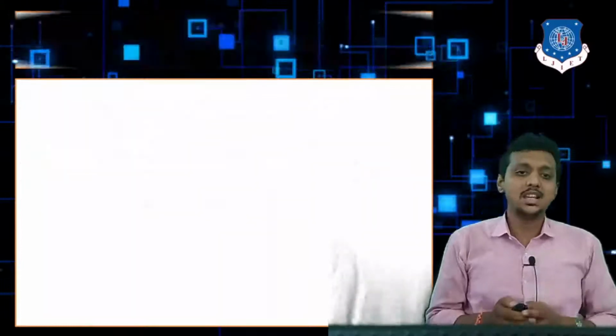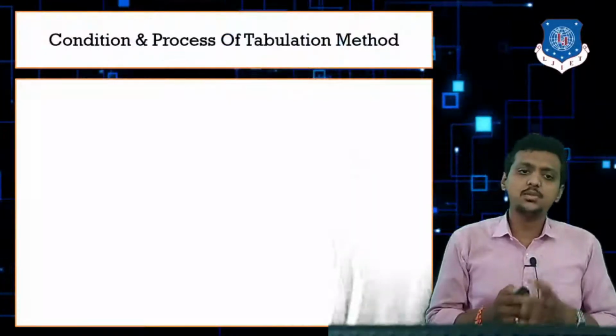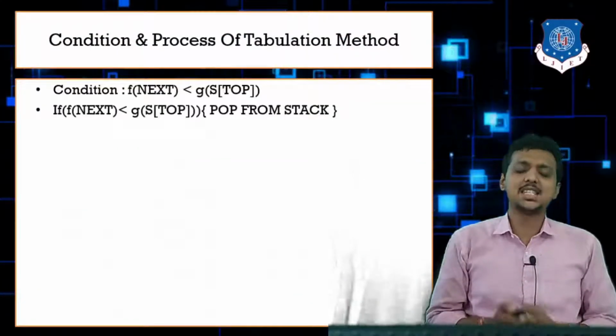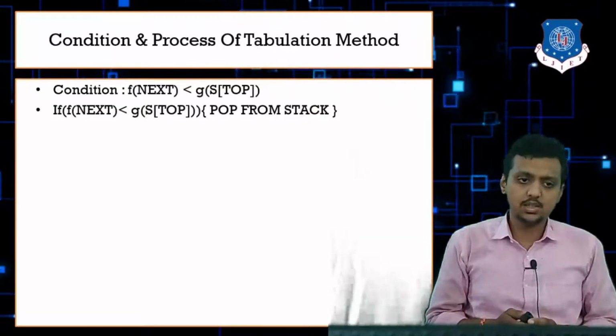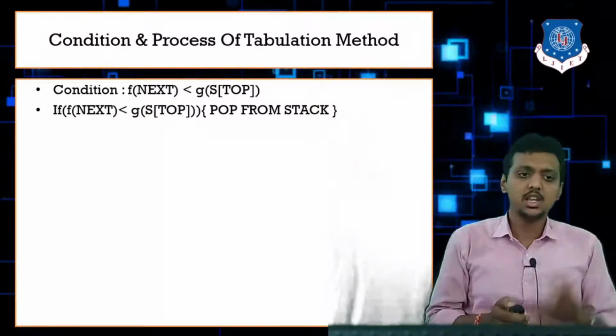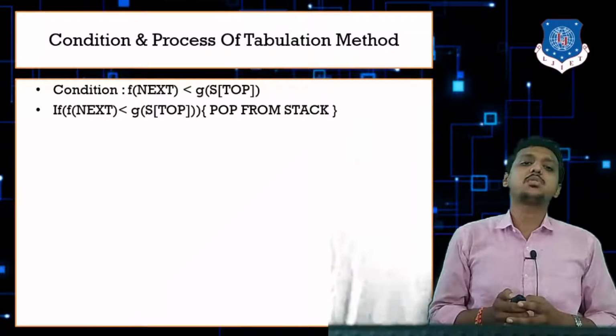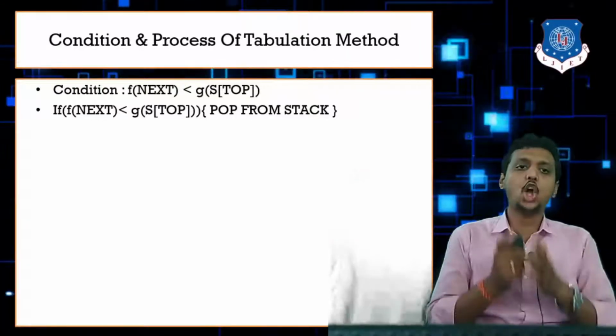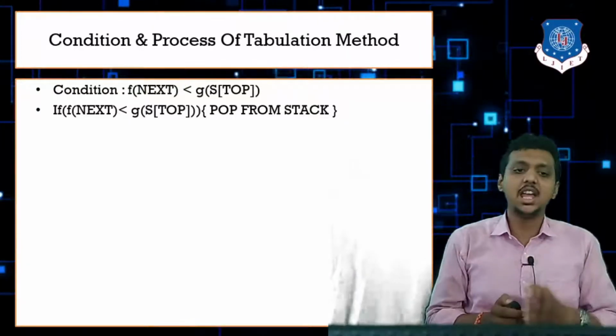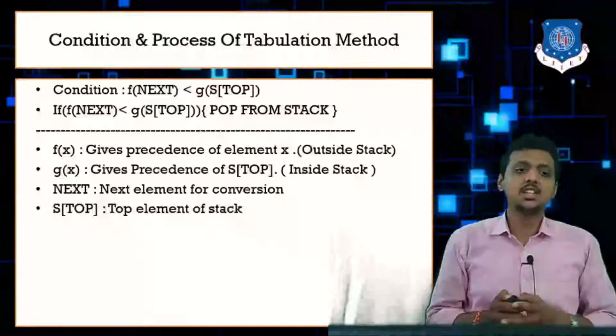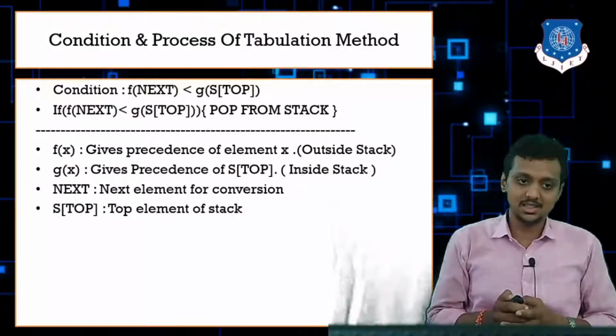So let's start with the conditions. The condition for the tabulation method is f of next is less than g of s of top. It's the same as the previous. If the precedence of the next variable is less than the precedence of the topmost element of the stack, then you need to pop from it, otherwise just push inside the stack.